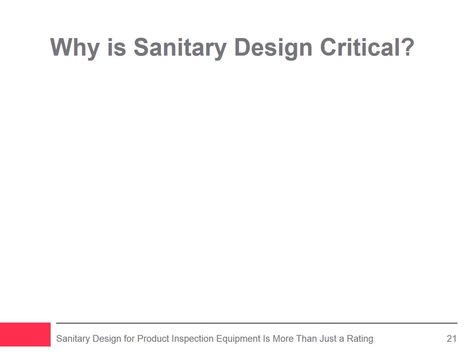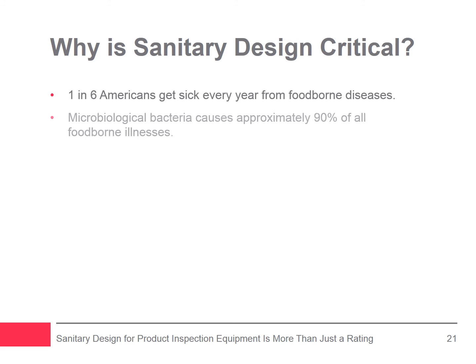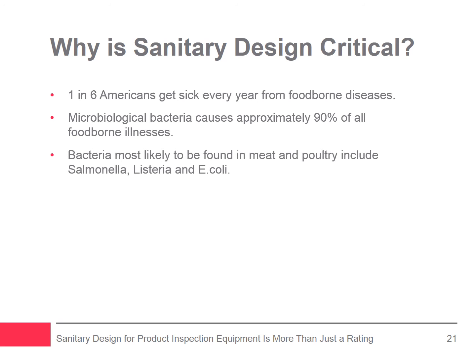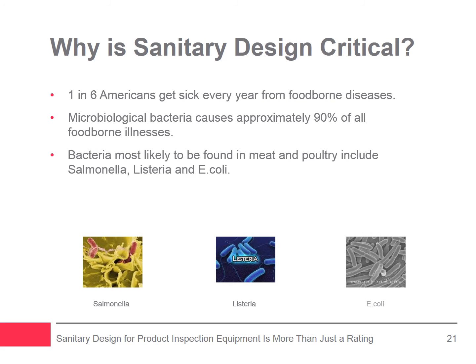Every year, about 48 million people, 1 in 6 Americans, get sick from foodborne diseases, according to recent data from the Centers for Disease Control and Prevention. Microbiological bacteria cause approximately 90% of all foodborne illnesses. Bacteria that cause human illnesses, including diseases, are called pathogenic. Those most likely to be found in commonly slaughtered livestock and poultry include Salmonella, Listeria, and E. coli. Listeria is the most commonly found bacteria in the meat and poultry industry.